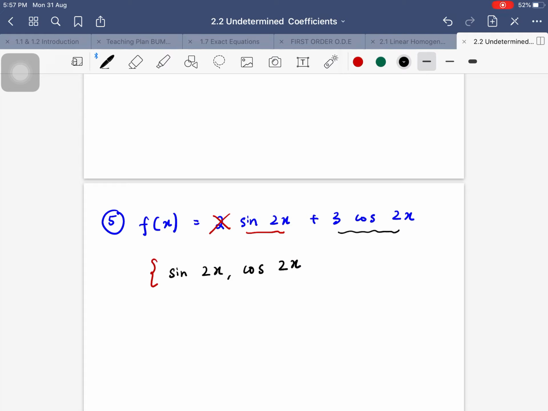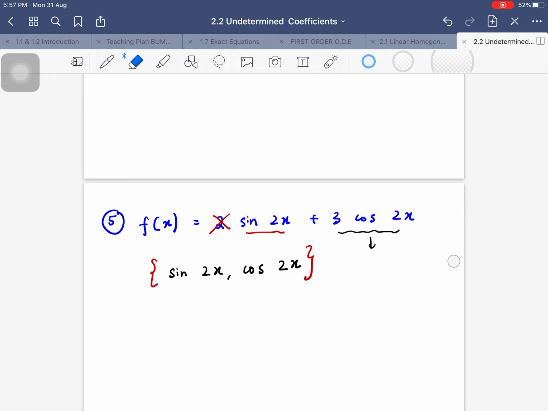However, do I still need to write for this one? No, because I know that this one is also going to create the same, which is going to be cos 2x and also sine 2x. So we already have the same element in there. So that is why we don't need to have them twice. We only need to write them once.